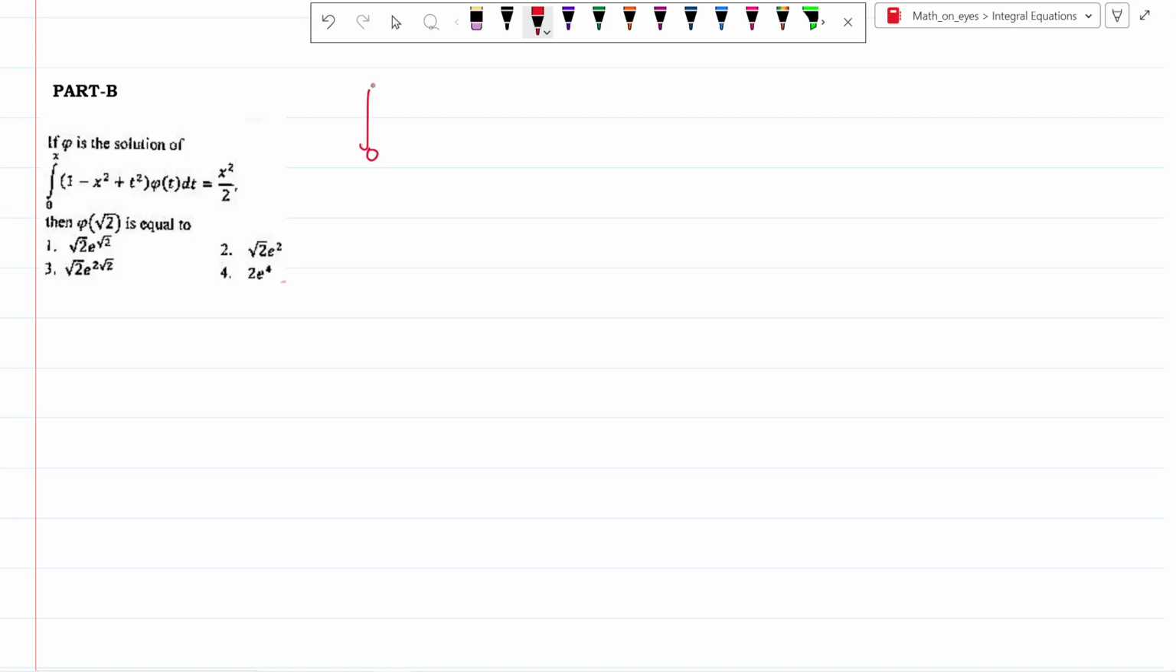So integral 0 to x. The given question is 1 minus x squared plus t squared into phi of t into dt is equal to x squared by 2. Now differentiate both the sides. Using Leibniz rule, we will have this differentiation with respect to x partially, that is integral 0 to x. Partial differentiation of the term with respect to x will give us minus 2x into phi of t dt. And the differentiation of the upper limit is equal to 1.